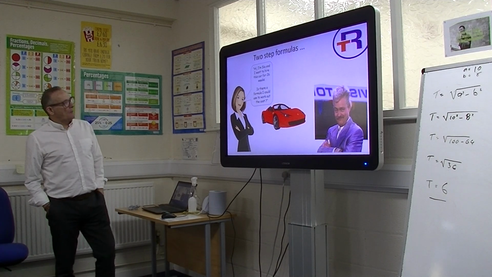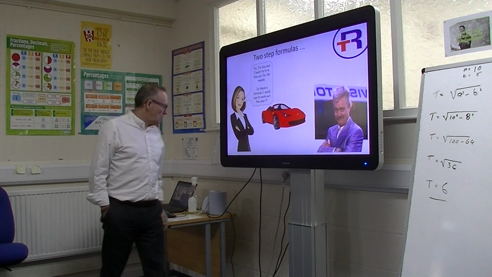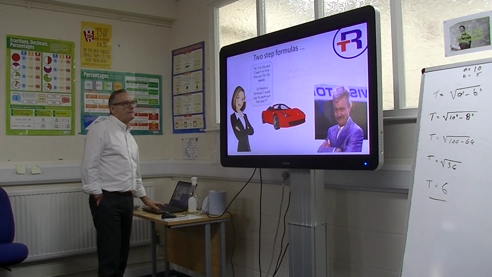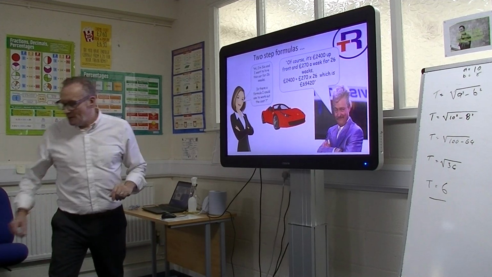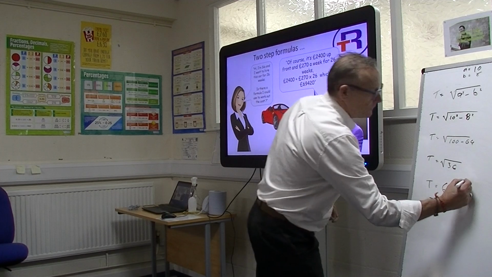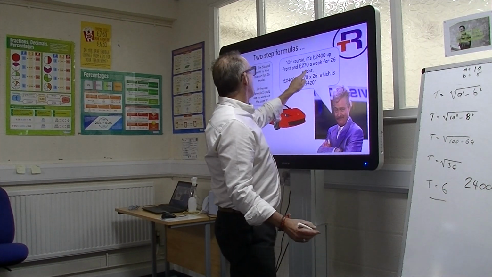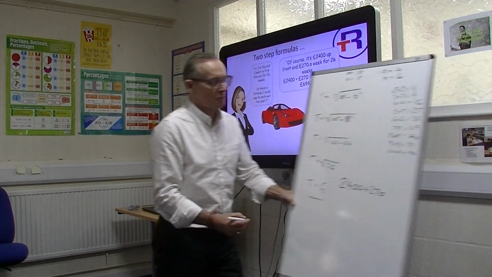Hi, I'm Sia, and I want to hire this car for 26 weeks. Is there a formula I could use to work out the cost? So Swiss says, of course! It's 2,400 up front, plus £270 a week for 26 weeks.